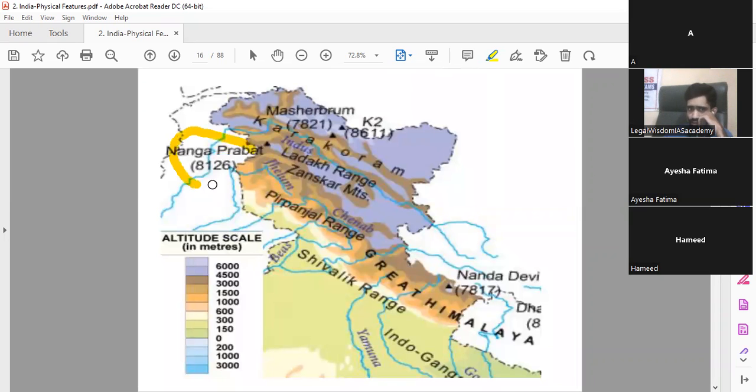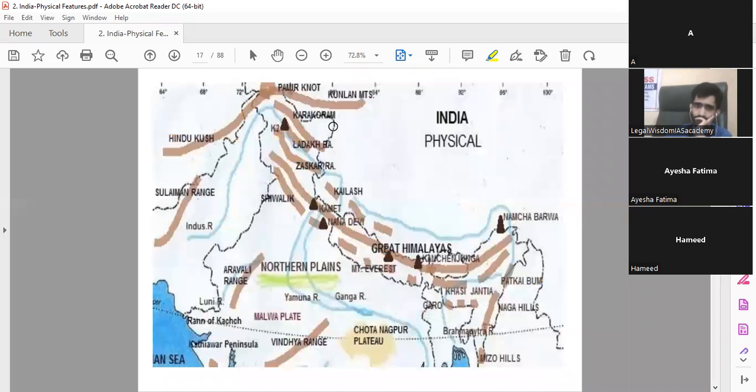Nanga Parbat is how many meters? What is the height of Nanga Parbat? 8,126. 8,126. Nanda Devi is of how many meters? 7,817 meters. K2 mountain, how much is it? 8,611 meters. Then you have others. Marshall Bomb is also there. 7,821 meters. Then you have one more angle by which we can understand the physical map.